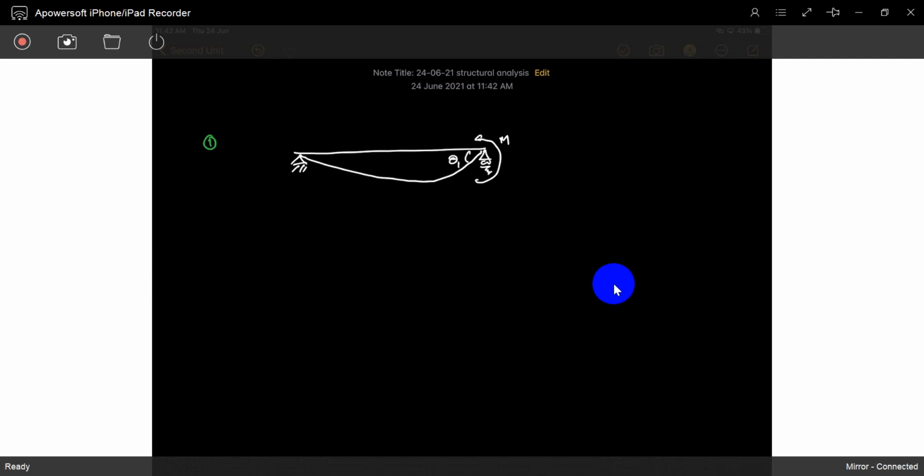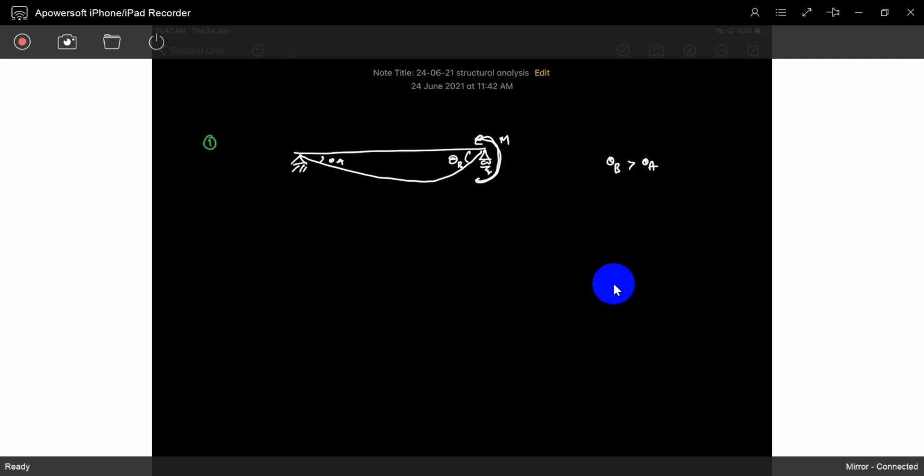This is theta B, this is theta A. So compulsorily we know theta B is greater than theta A because of the load applied. Just imagine that the moment is applied like this, it will deflect like this. Automatically theta B is greater than theta A. How can you calculate theta A and theta B? It is solvable. This is not an indeterminate beam. It is a determinate beam.